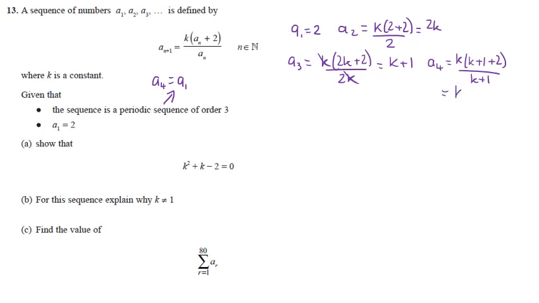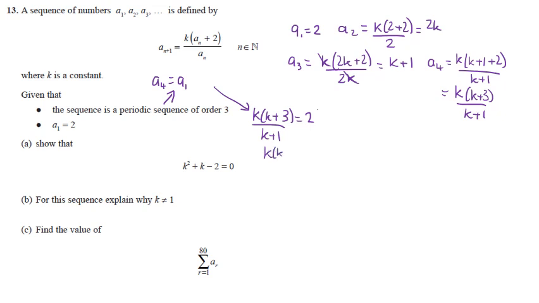So we get k times (k plus 3) over (k plus 1). That's about as much as we can simplify that. But we know that it's a periodic sequence of order 3, so we know that this 4th term is equal to the first term. So we can say that (k plus 3) over (k plus 1) is equal to 2. And then we just got to rearrange this to get what's shown.